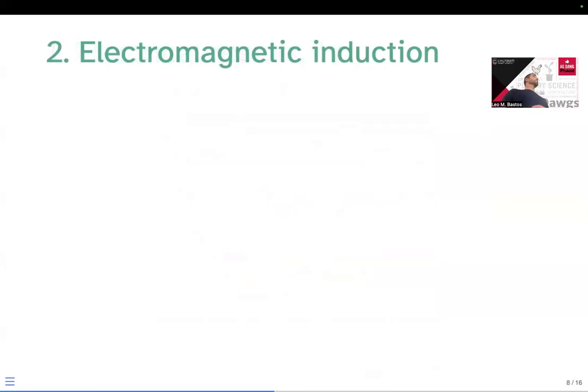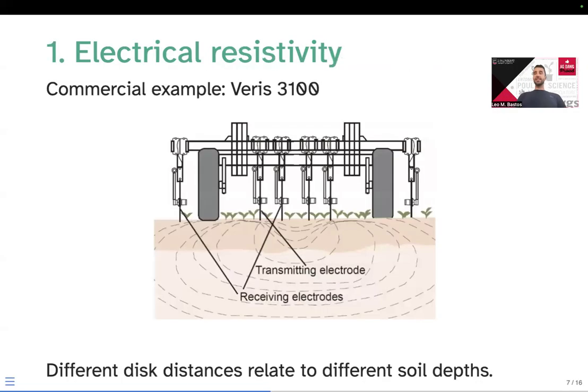All right, so our second type here is electromagnetic induction. Well, perhaps before I move into this, let me just go back to the electroresistivity and tell you that for this method to work, those transmitting and receiving discs have to be in contact with the soil. They have to be touching the soil.